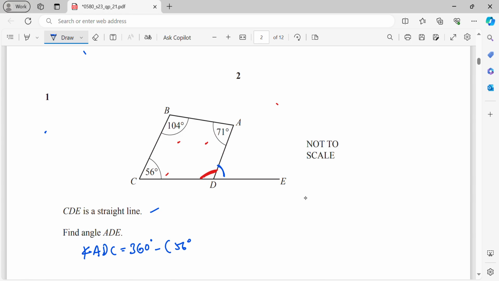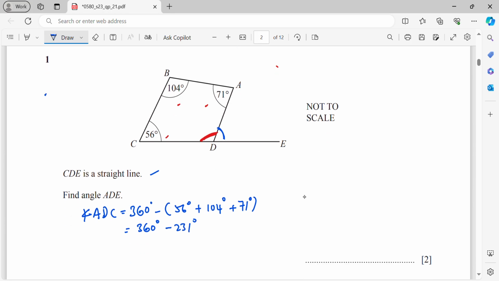So 56 plus 104 plus 71. This is going to be 360 degrees minus 231 degrees. That is 129 degrees. Hence my angle ADE equals 180 degrees minus 129 degrees. That is going to be 51 degrees. So that's the solution for question number 1.